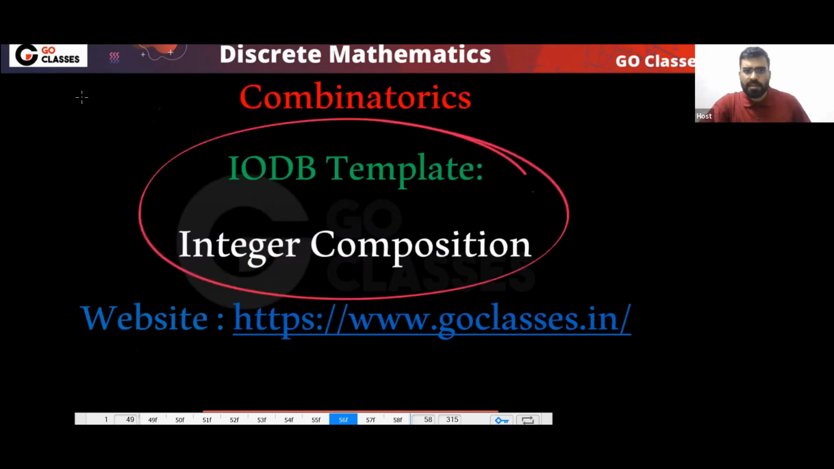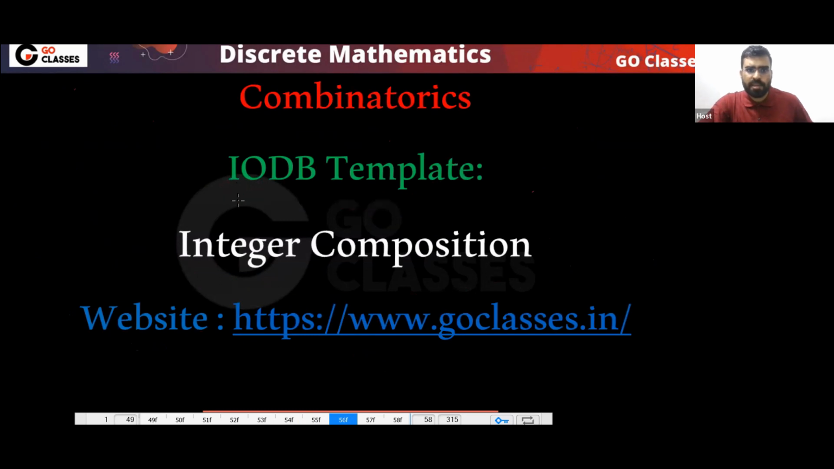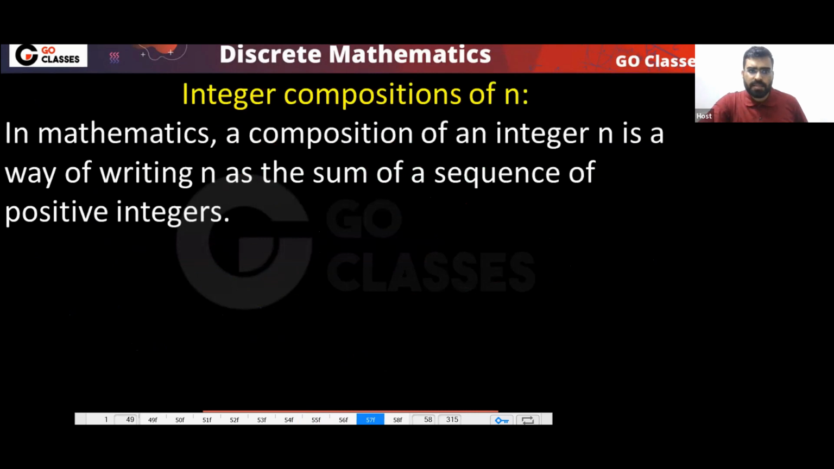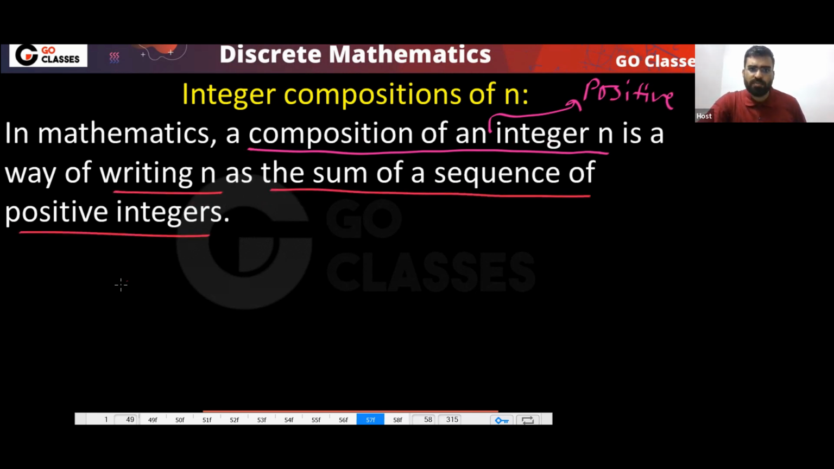The last template in IODB, this is also an IODB template, that is integer composition. What is this integer composition? The definition is very simple. What is a composition of integer n? If I give you a positive integer n, then what is the composition? The composition is basically writing n as a sum of a sequence of positive integers.